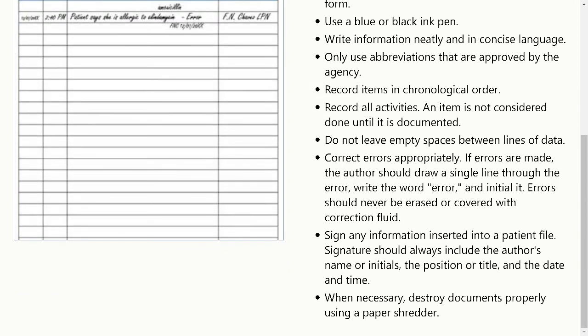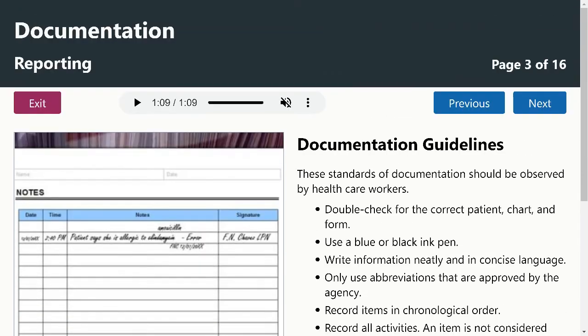Signatures should always include the author's name or initials, the position or title, and the date and time. When necessary, destroy documents properly using a paper shredder. We never threw people's medical records in the trash can. They have shred boxes. Put it in a shred box because that has confidential information on it.